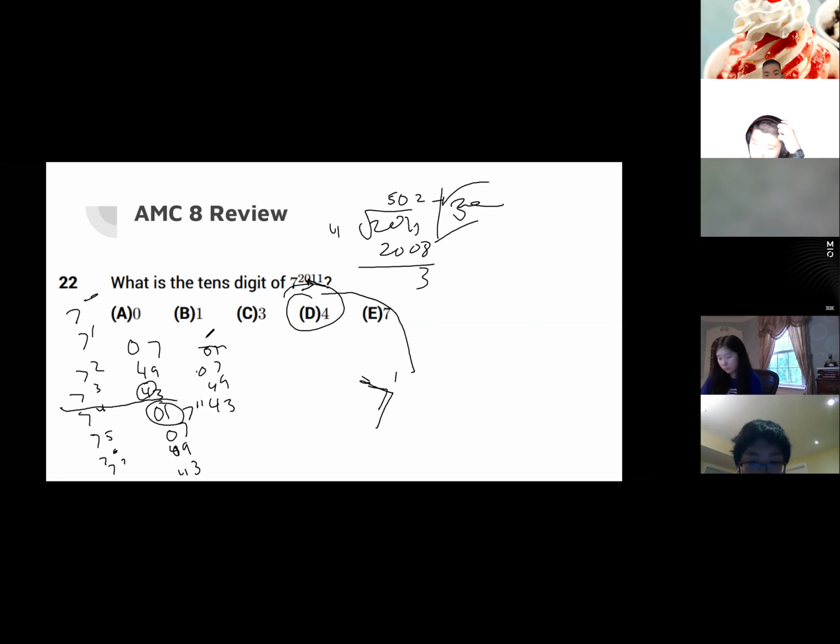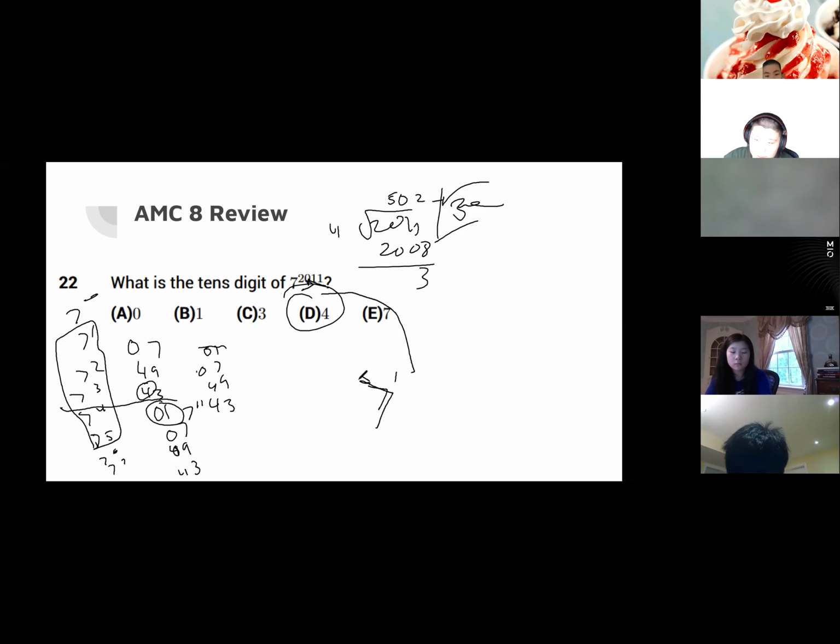So the pattern repeats every 4, not every 5. You can think of this as 7 to the 5th equals 7 to the 1st, so 5 equals 1 for the tens digit. And 6 equals 2, 7 equals 3. So you just subtract 4 each time. You just have to be careful with that and check it.